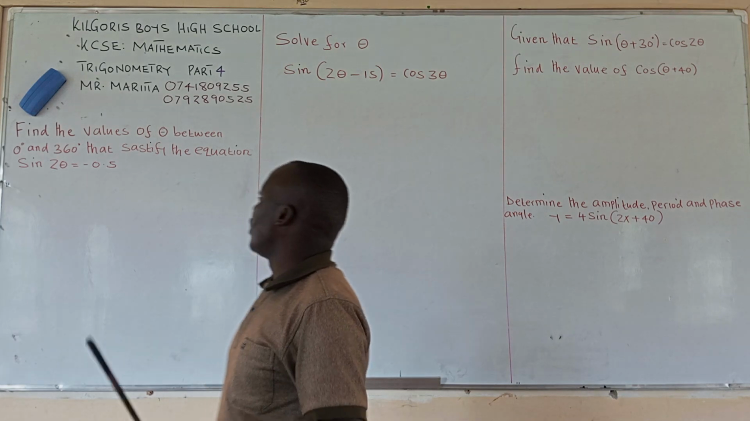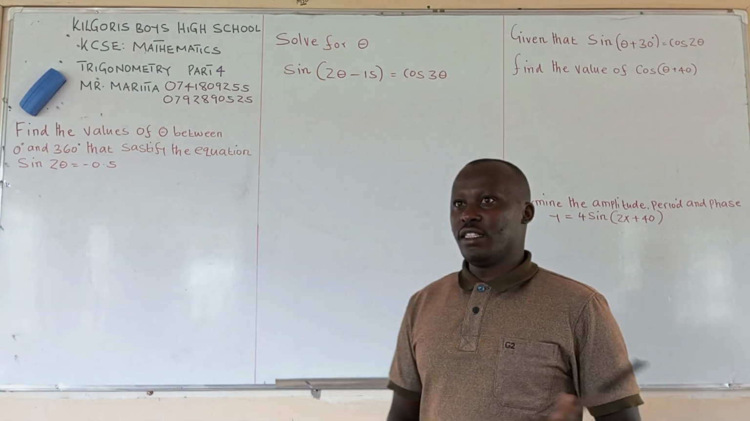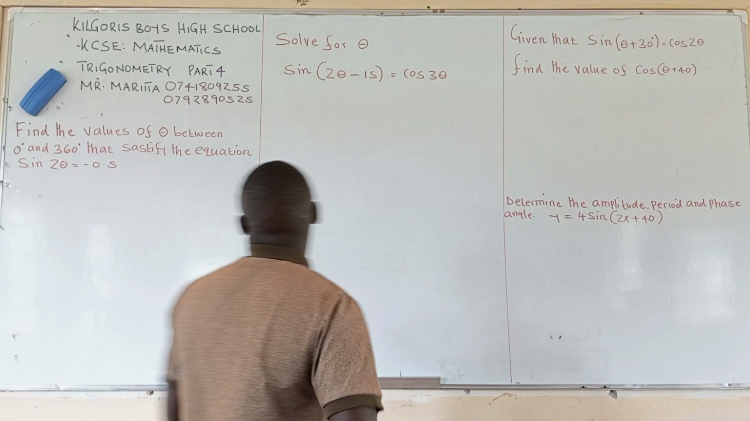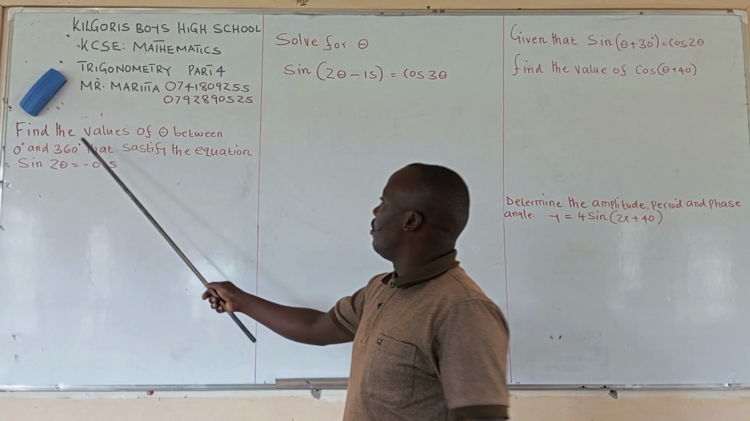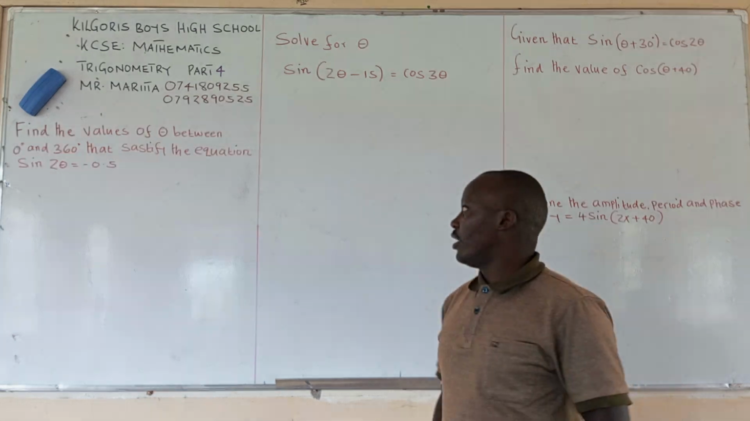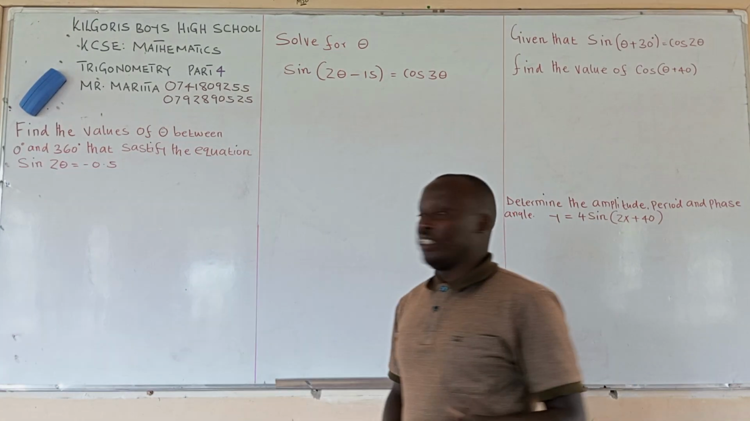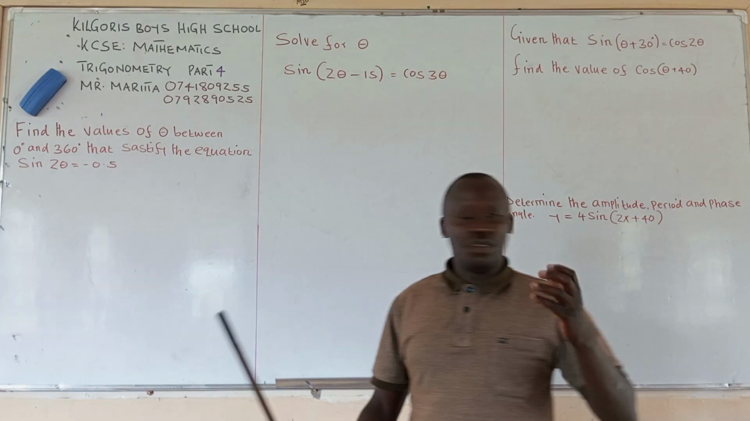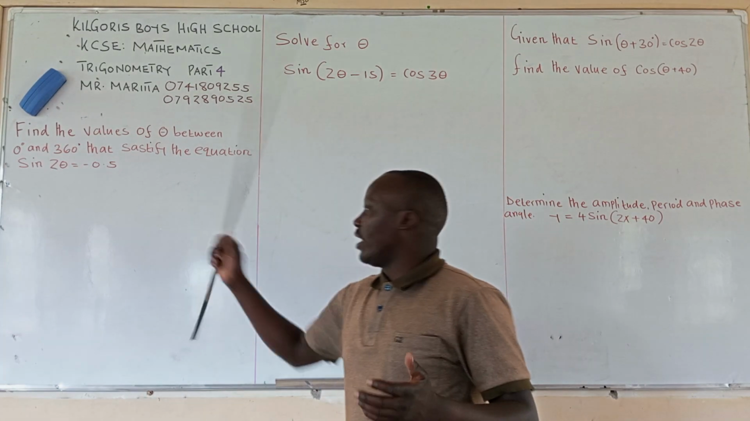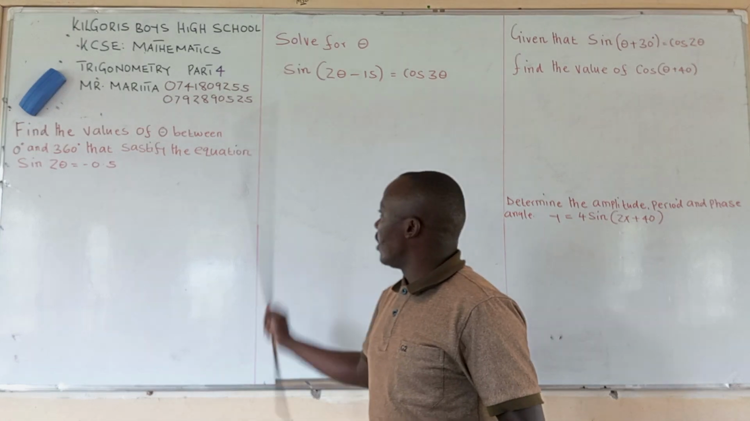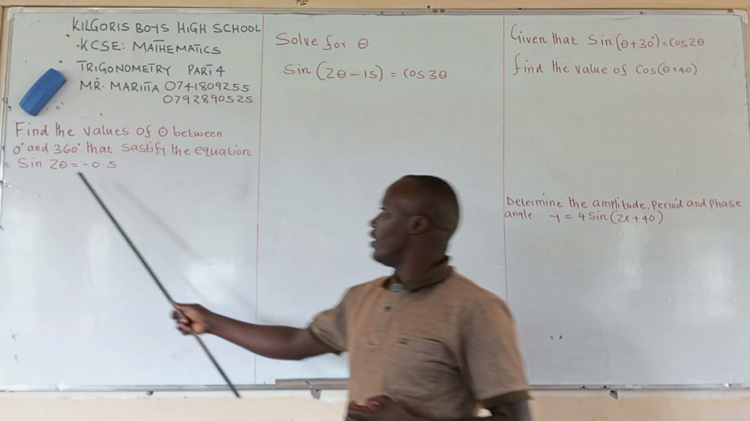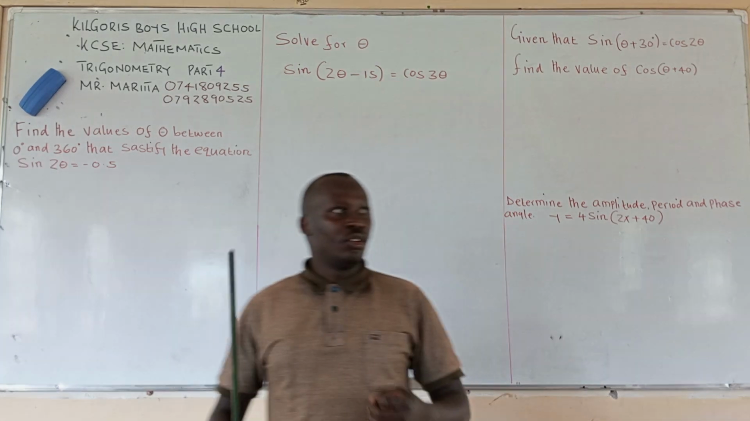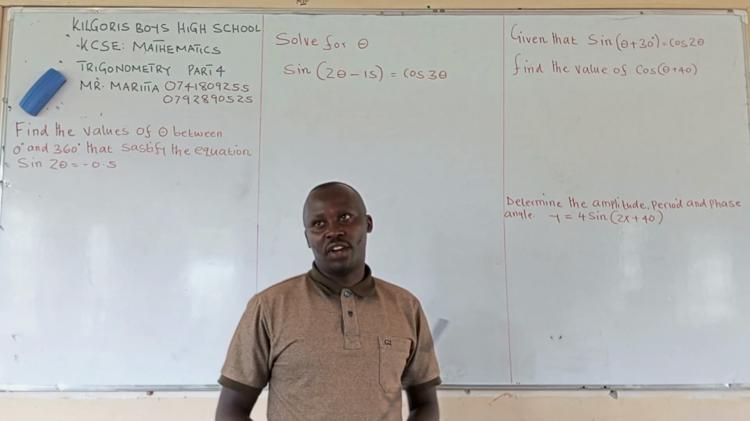Today, we are looking at KCSE revision in mathematics, trigonometry part 4. Find the values of theta, where theta lies between 0 degrees and 360 degrees, that satisfy the equation. Our equation is sine 2 theta equals negative 0.5.